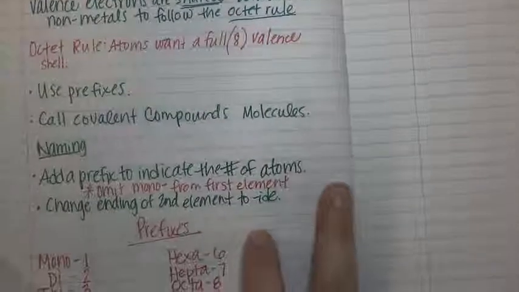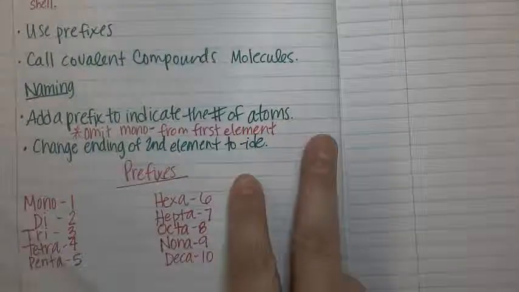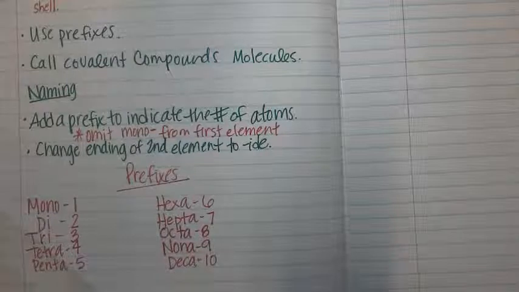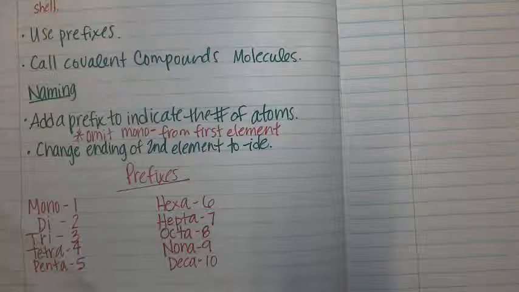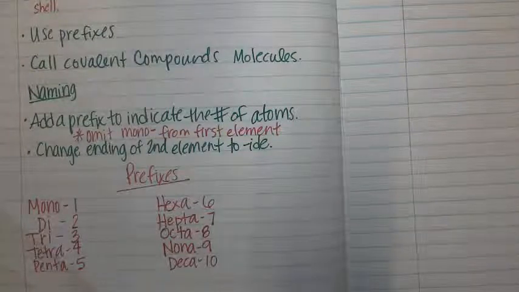You're going to change the ending of the second element to ide, just like we did with the binary and all of the ionic compounds, unless we were using a polyatomic. So the oxide, chloride, fluoride, all of those things are still going to be used.